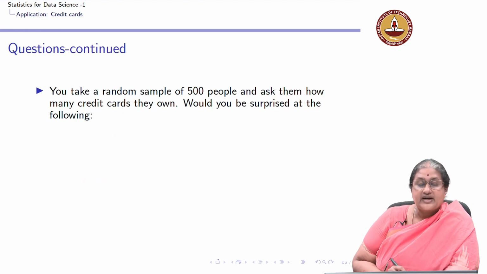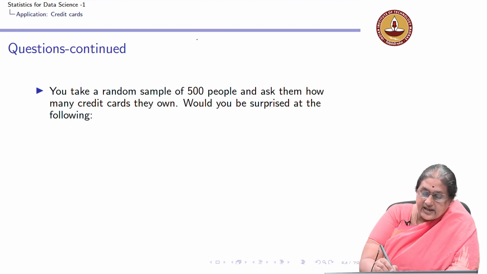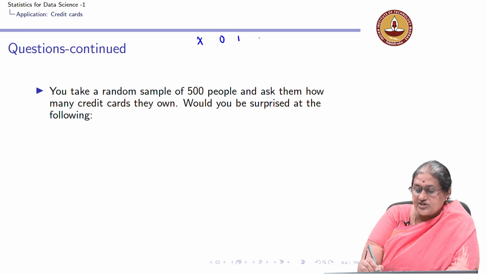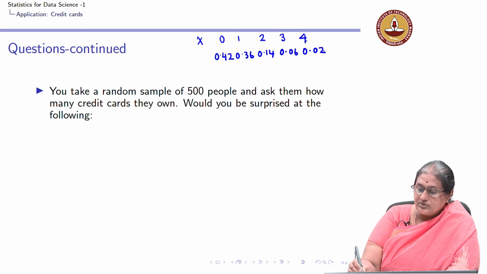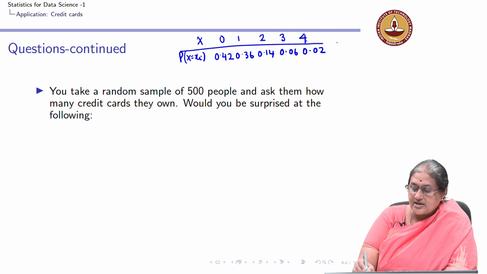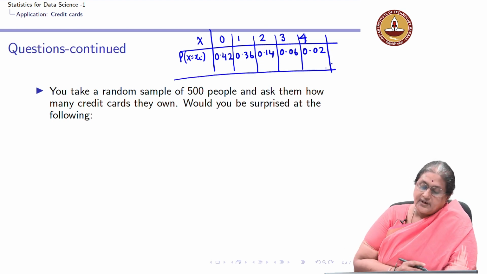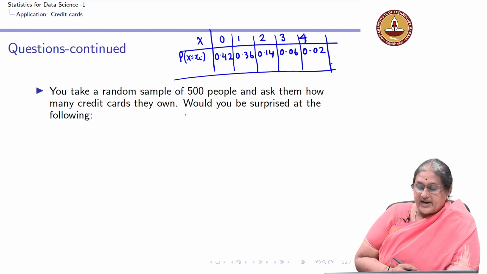Now, let us look at another question. The next question we are trying to answer is, you take a random sample of 500 people and you ask them how many credit cards they own. So, let me rewrite the distribution. X takes the value 0, 1, 2, 3, 4. The probabilities are 0.42, 0.36, 0.14, 0.06 and 0.02. So, this adds up to 1. This is my probability x equal to xi. This is the probability distribution I have. Now, would you be surprised at the following?